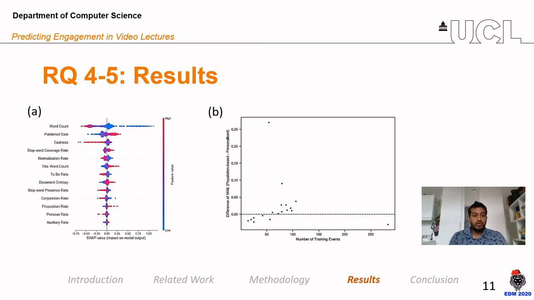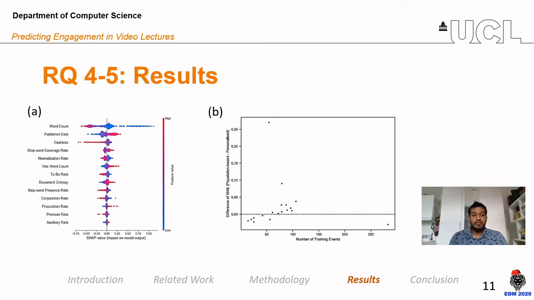Similarly, you can also see that the more recent a lecture is, which means it has a later publish date, the higher the engagement, which means fresher material gets more median engagement. Most of these findings from the feature influence are sensible, and we see them aligning with the findings from previous work.